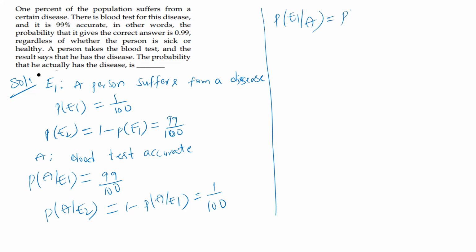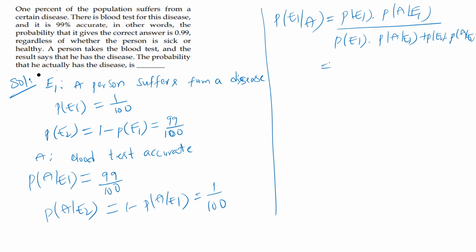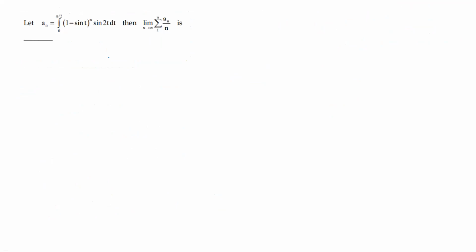By Bayes' theorem, P of E1 into P of A by E1. I'm writing the formula; the remaining simplification you can do easily: P of E1 into P of A by E1 plus P of E2 into P of A by E2. Substitute all the values and you'll get the answer easily. If you simplify, the final answer is 1 by 2, so the numerical answer is 0.5.